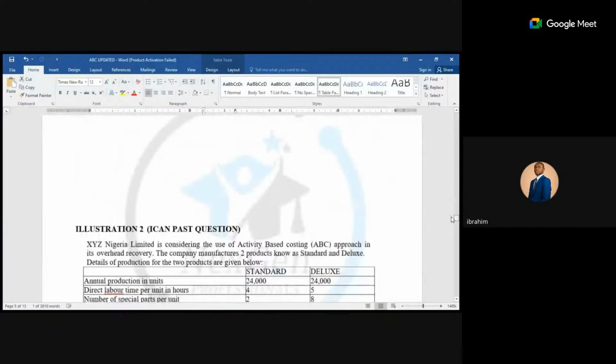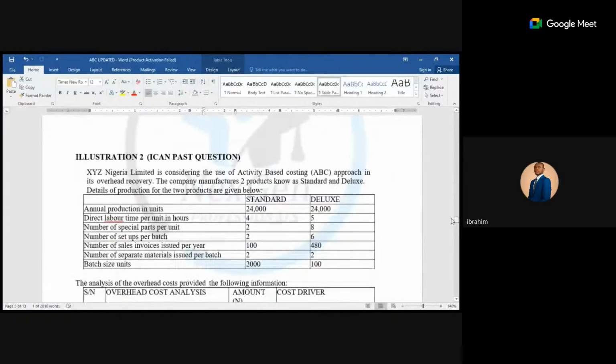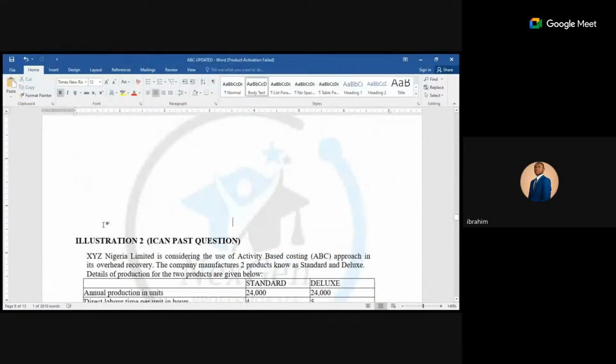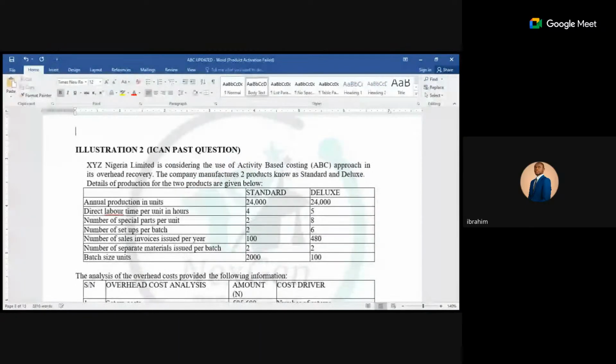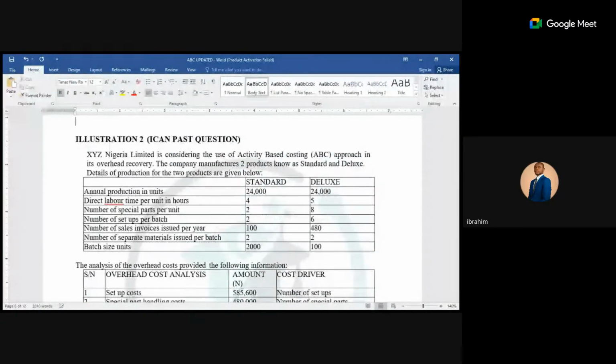So I have another question here. It's adopted from ICAN as well as ACCA. So this question 2 is also examinable.